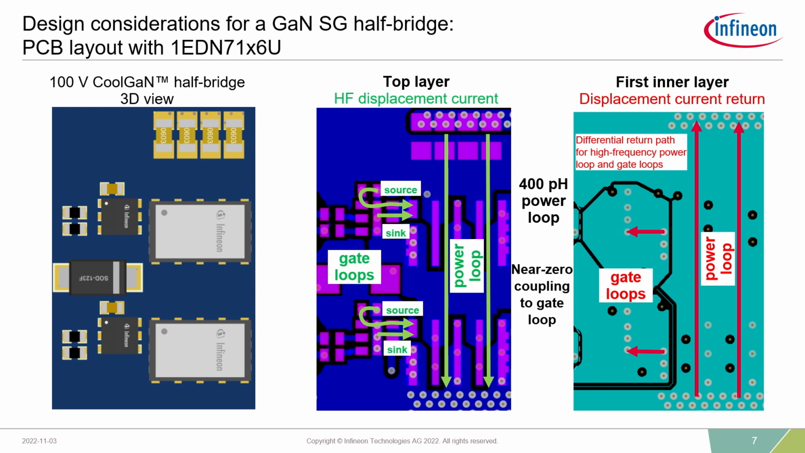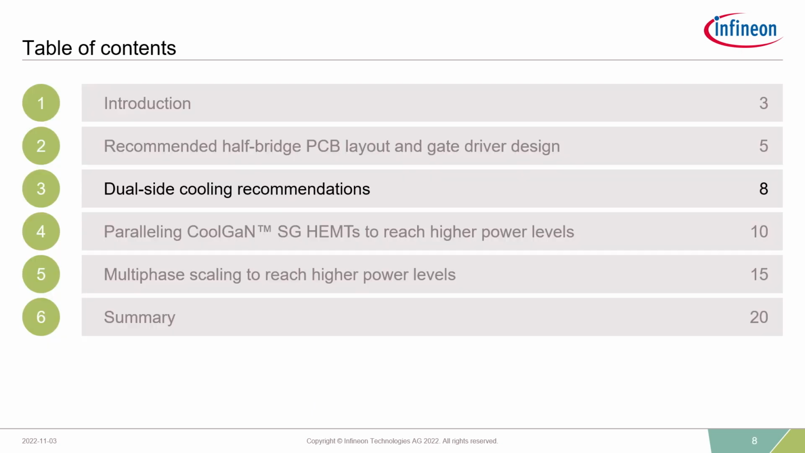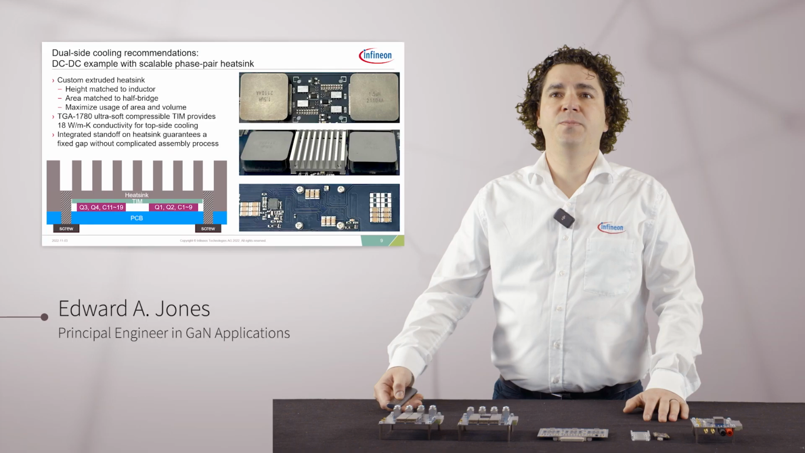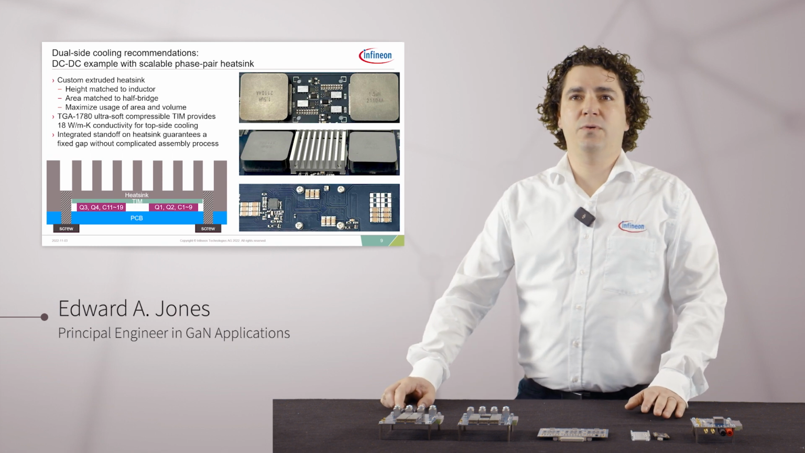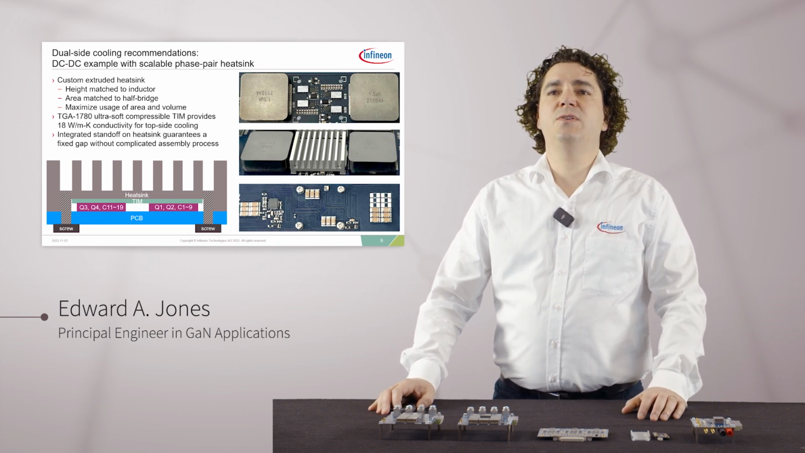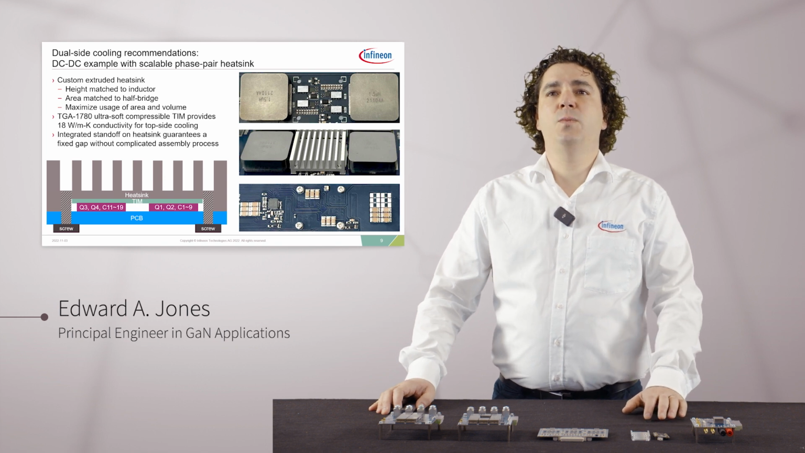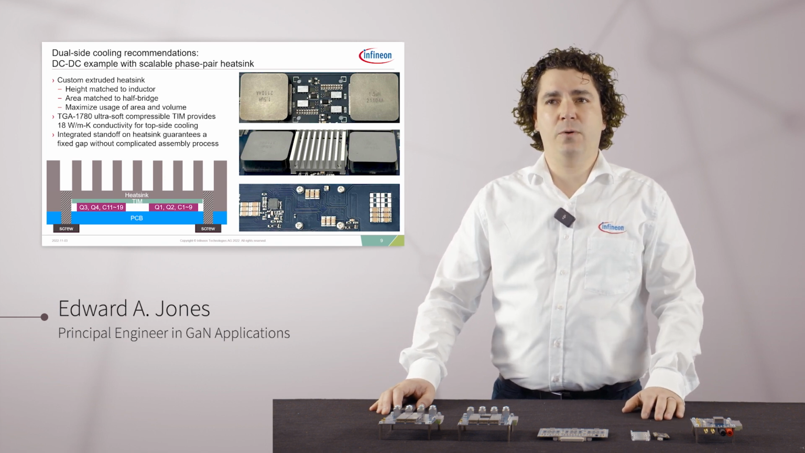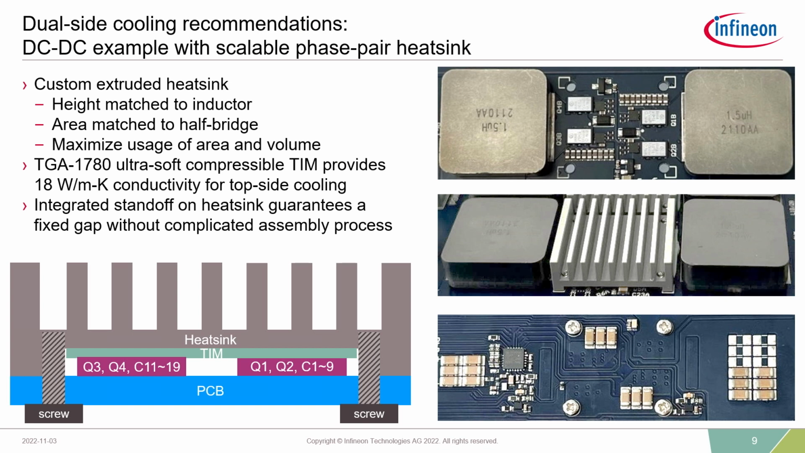But this is just a single half bridge. How much power can we get out of this half bridge? That depends on your cooling conditions. So the recommended cooling approach here to extract the most power out of a single GaN half bridge is to use dual-sided cooling with a fixed gap approach. You can see here an example where I have a heat sink with the height matched to the surrounding inductors, the area matched to the half bridge. So we're not adding any volume to the design. We're just using the available empty space.